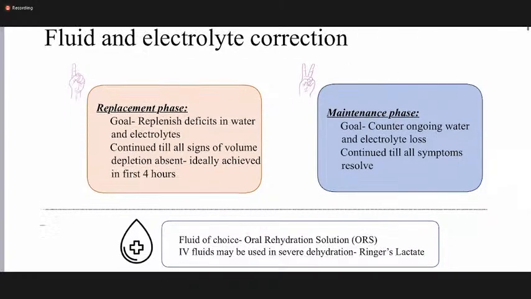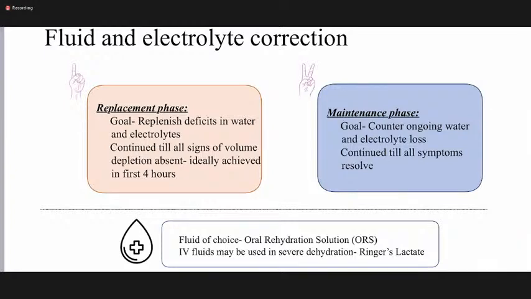Okay, so the most important thing is to replace what has been lost. You need to replenish deficits in water and electrolytes. That's the most important thing. And it's continued till all signs of dehydration are resolved. So usually in the first few hours, you've replaced adequately, and you know the child is well hydrated. In the maintenance phase, the aim is to now counter the ongoing losses, and that is until all the symptoms have resolved.